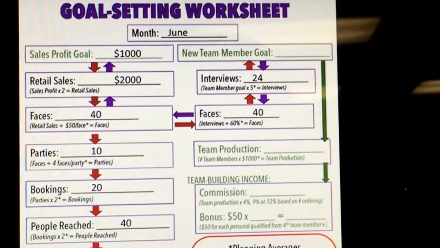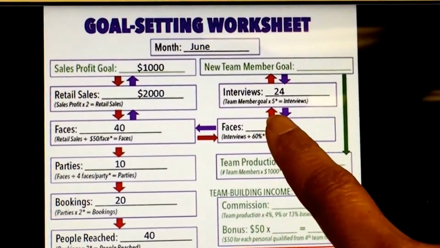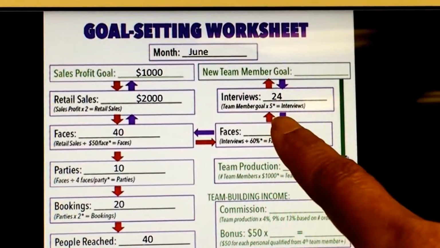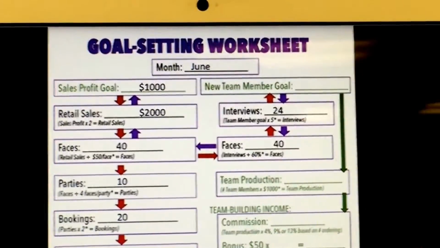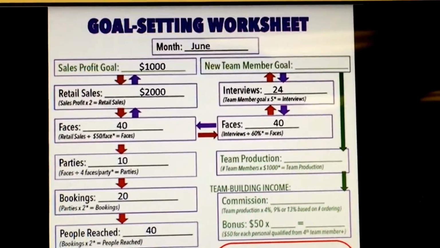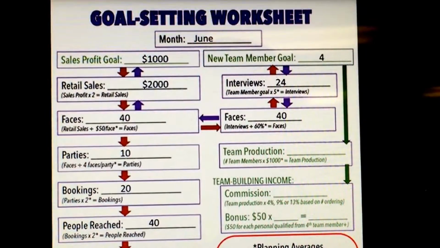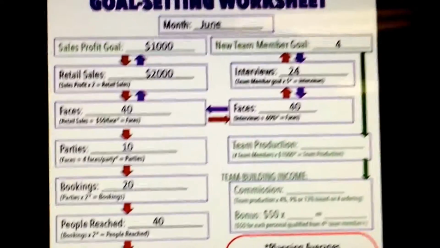And if 1 in 5 recruit, so you see again the formula, team member goal, well, in this case, if you're coming down, it would be times 5. But in this case, because we have the interviews already done, you're going to divide by 5 to find out how many team members you could get from 24 interviews. And the answer is 4. And it's really 4.5, but again, I'm being conservative.